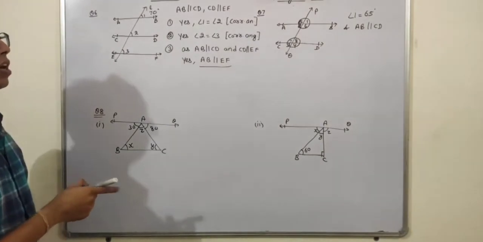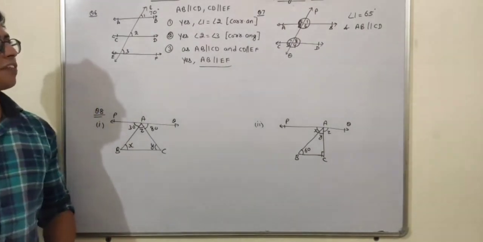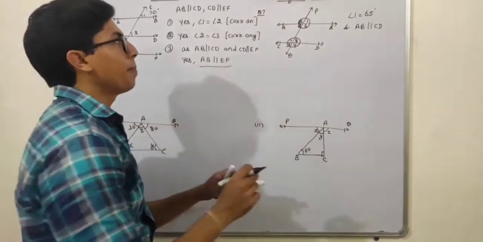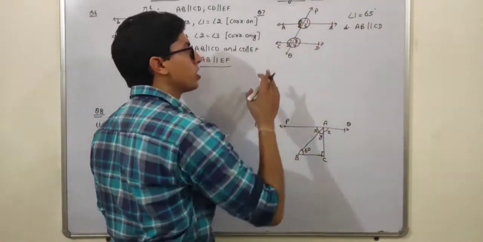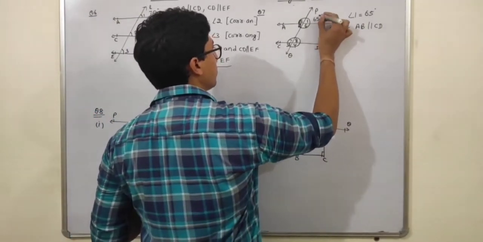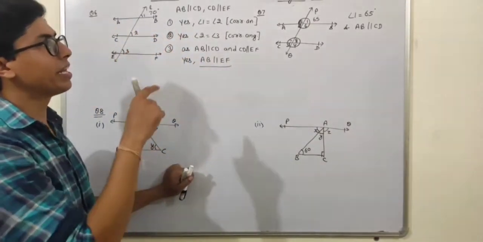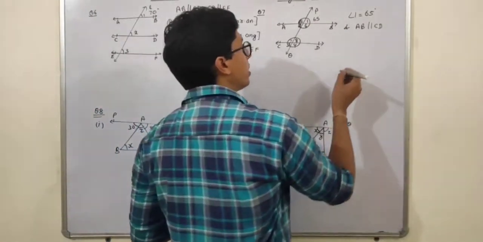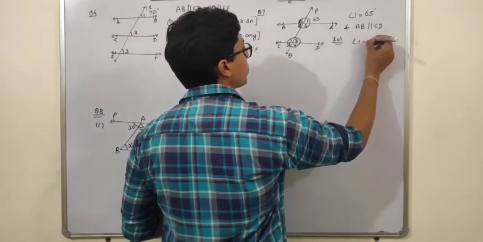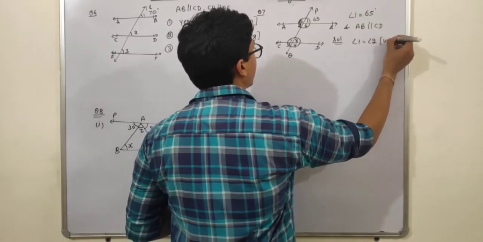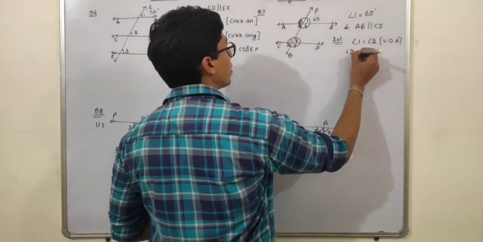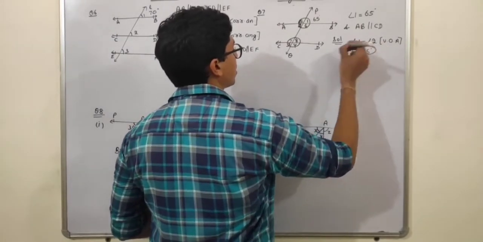Okay students, now in question number 7, it is given that AB is parallel to CD and PQ is a transversal, and angle 1 is 65 degrees. I have to find the remaining angles. Now if I solve it, angle 1 is equal to angle 2 because of vertically opposite angles. If this angle is 65, therefore angle 2 is 65 degrees. The first angle I got.